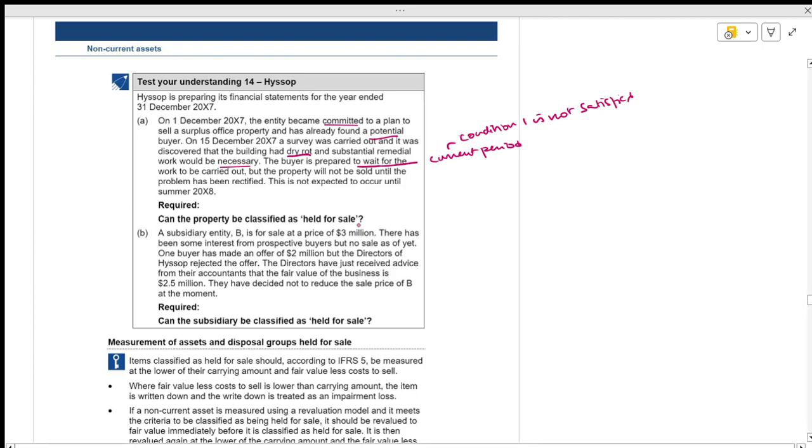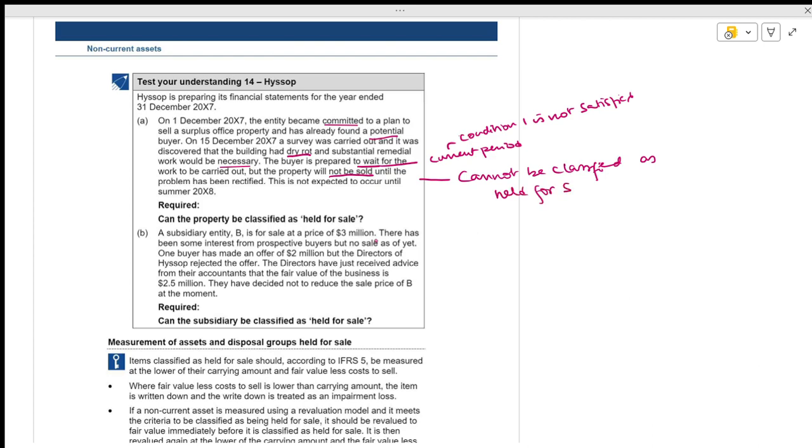The buyer is intended to wait for the remedial work to be carried out, but the property will not be sold until the problem has been rectified. Definitely, if that is the case, it cannot be classified as held for sale as per IFRS 5, very clearly. Okay, can the property be classified as held for sale? No. Okay, now.